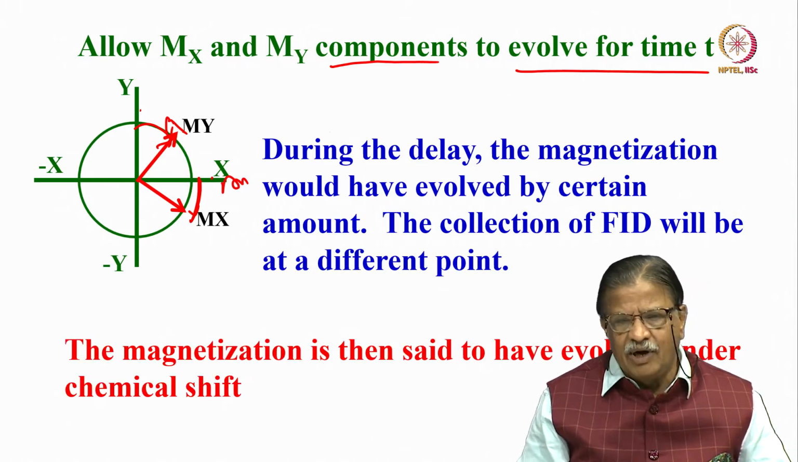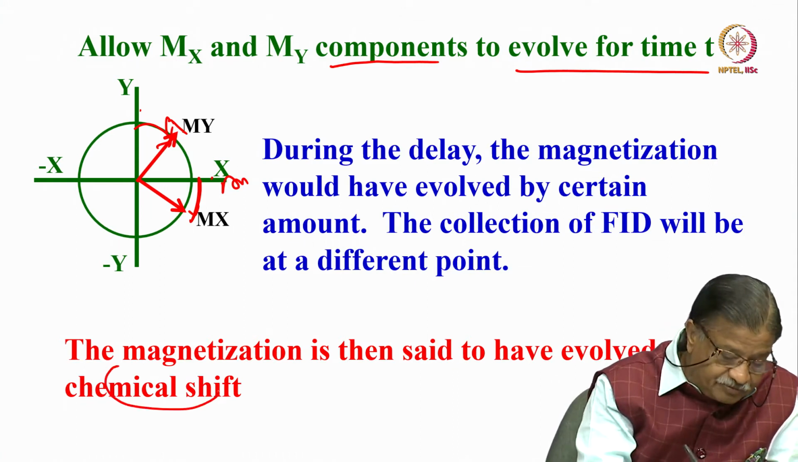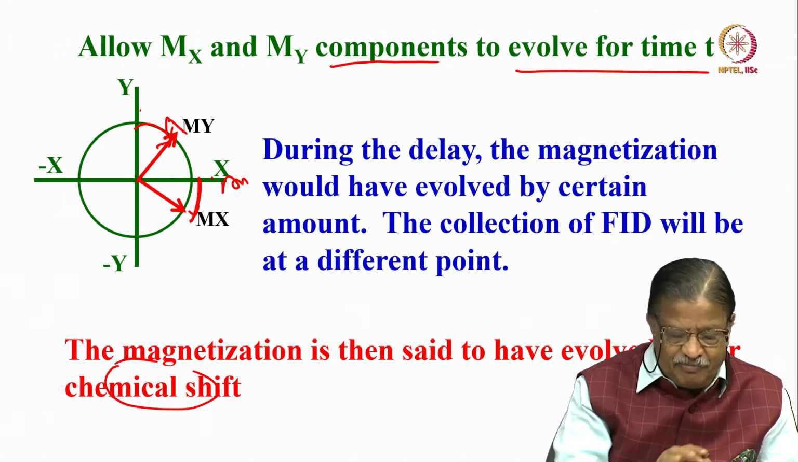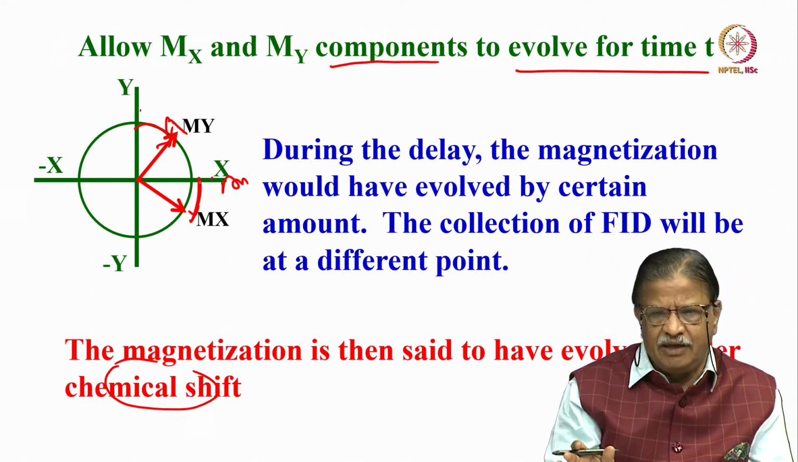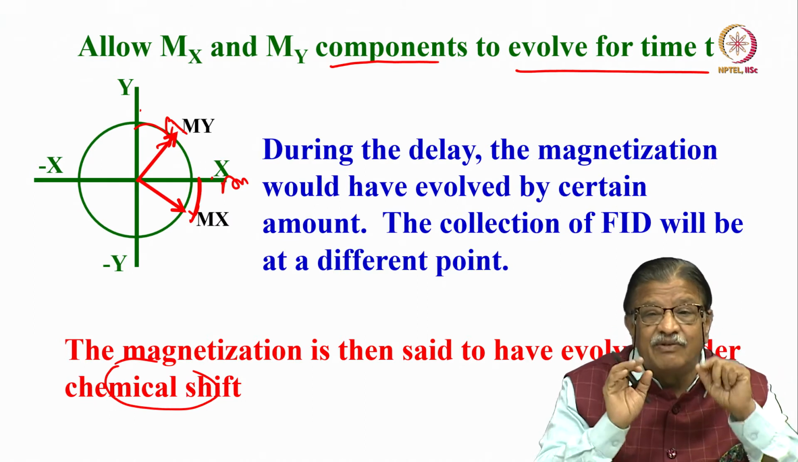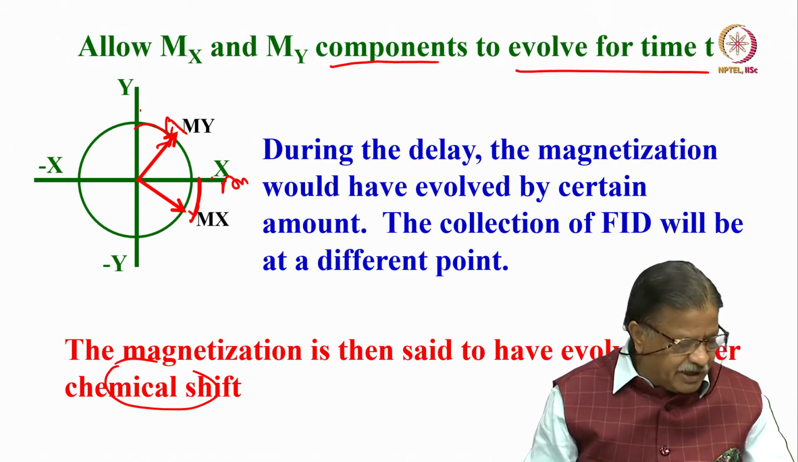Okay. Now what do you say? The magnetization is evolved under chemical shift, because this is what is going to happen. Apply a pulse, bring the magnetization, leave it like that. The magnetization starts evolving, and this evolution is called chemical shift evolution. It evolves under chemical shift. I am now talking only about chemical shift. We will bring in coupling later.